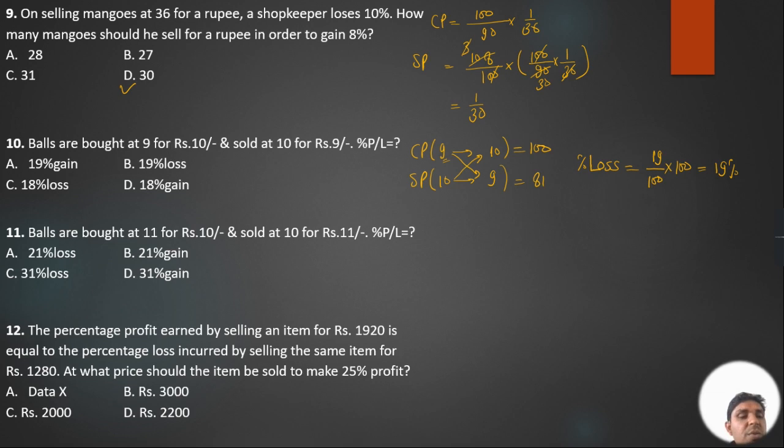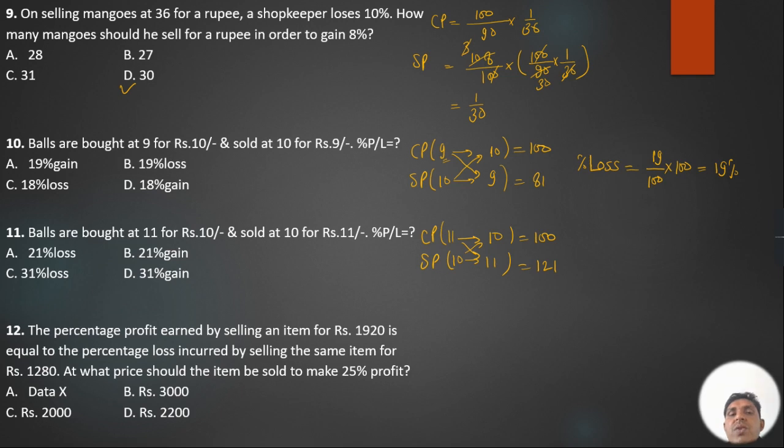Question number 11. The question is saying balls are bought 11 for rupees 10. So we can call the cost price of 11 balls equal to rupees 10, and the selling price of 10 balls will be equal to 11. Then find the percentage profit or percentage loss. So what you do, you just cross multiply this. Multiplying 10 by 10, you will get 100, and multiplying 11 by 11, you will get 121.